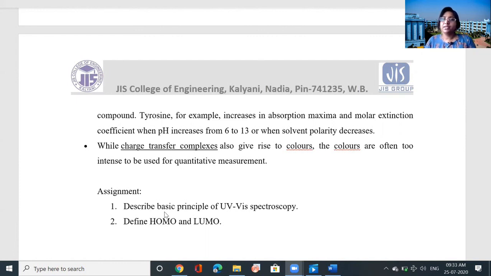If I summarize what you have learned today: the electromagnetic radiation, what spectroscopy is, its purpose and applications, which are huge, and UV visible spectroscopy, its basic principle and how it works. I have given the assignment, and I hope you will be able to write all these things. First, describe the basic principle of UV-Vis spectroscopy, and second, define HOMO and LUMO.